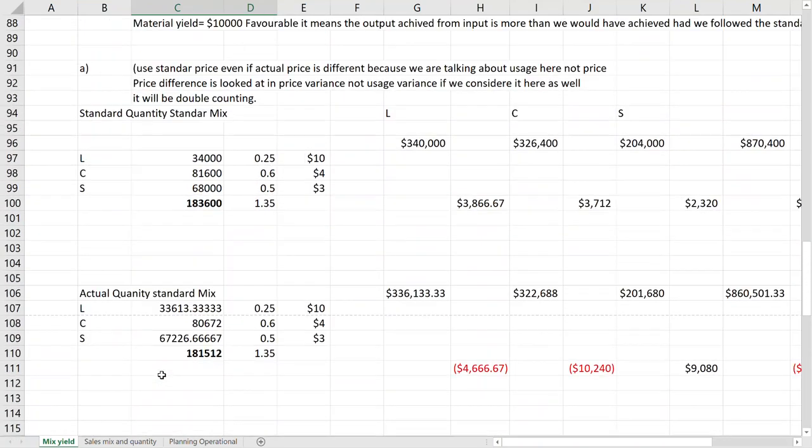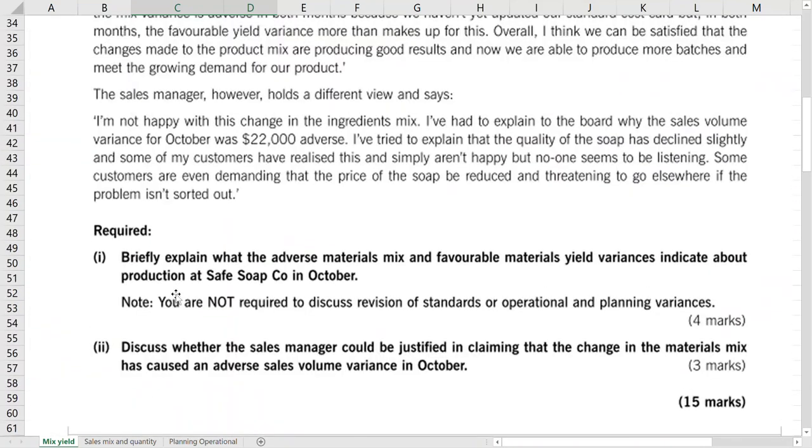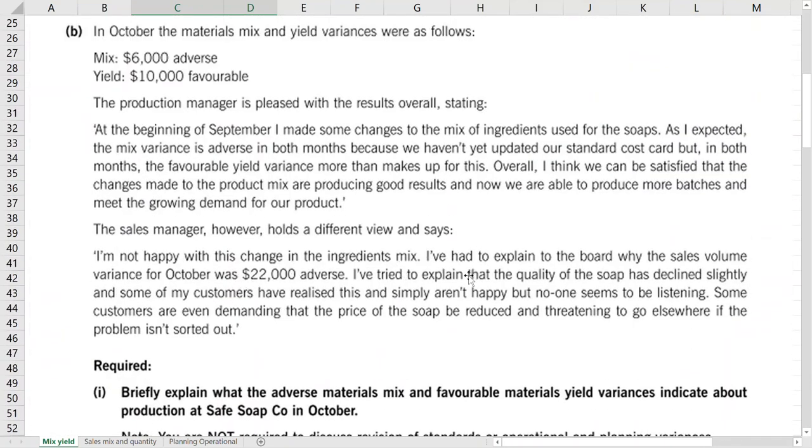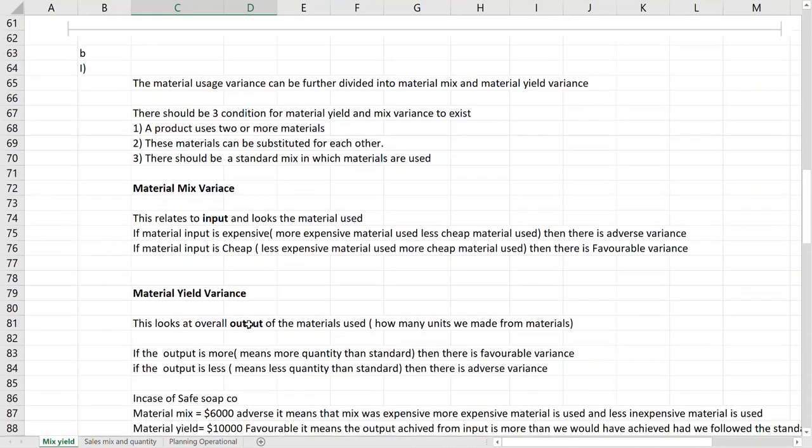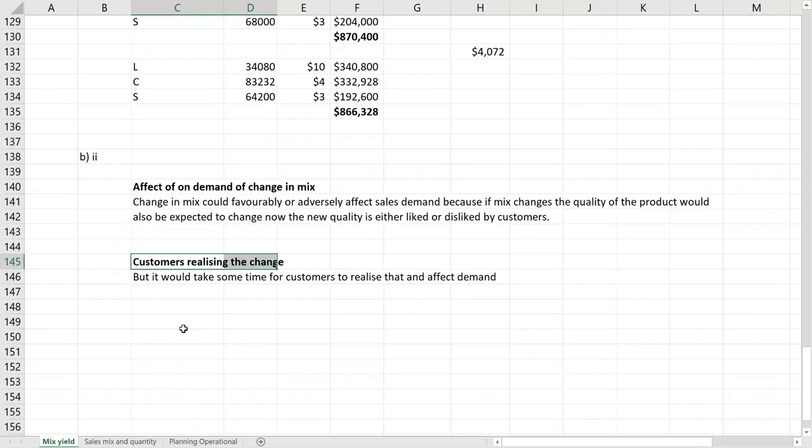But as you can see in this question specifically, the manager says, "I'm not happy with the change in ingredients." Sometimes what happens is, if your performance is not good, you try to blame someone else for it. Maybe the sales manager is blaming the production manager for his demand change. He's just making an excuse. He says, "You changed the mix, now people are not buying the product." That could not be the real case. But in this case, he says the quality of the soap has declined and some of his customers have realized this and simply aren't happy. So we have received complaints. That means that they have noticed it.